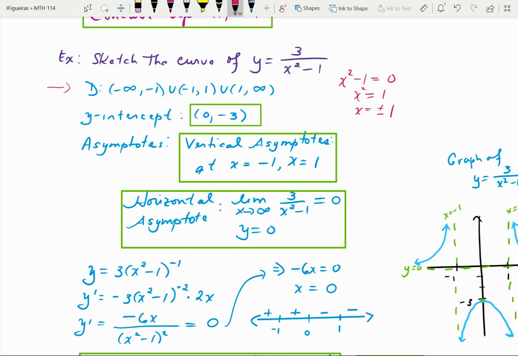Y-intercept is easy to compute. Plug in 0 for x. 0 is in the domain, so that's okay. And you get 0, negative 3. So again, everything in the green box is going to be something that you want to show on the graph.